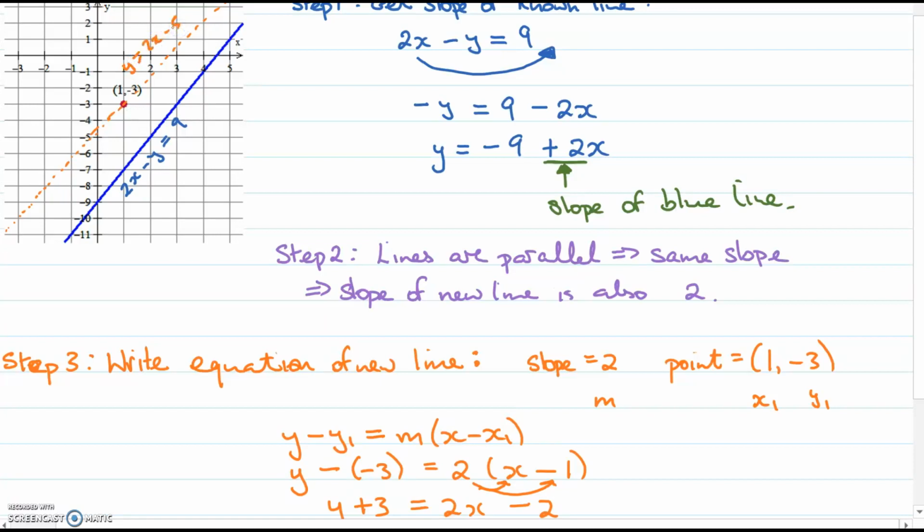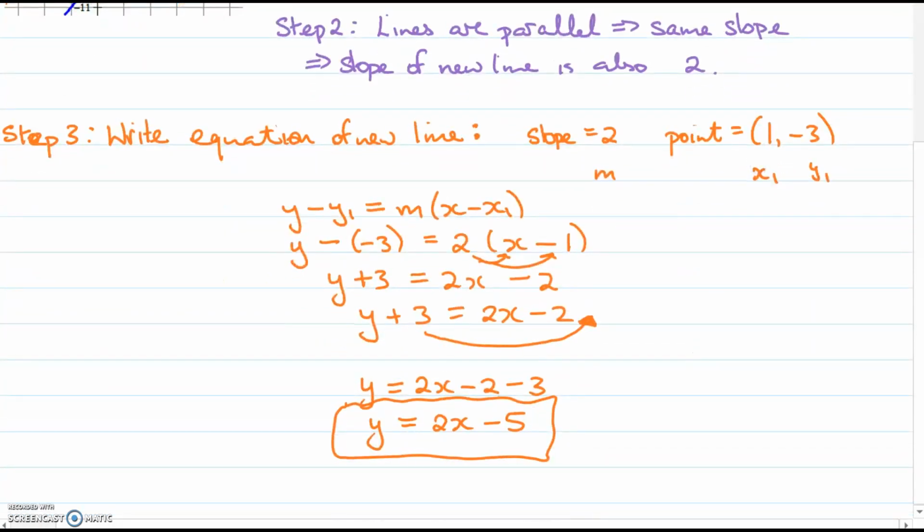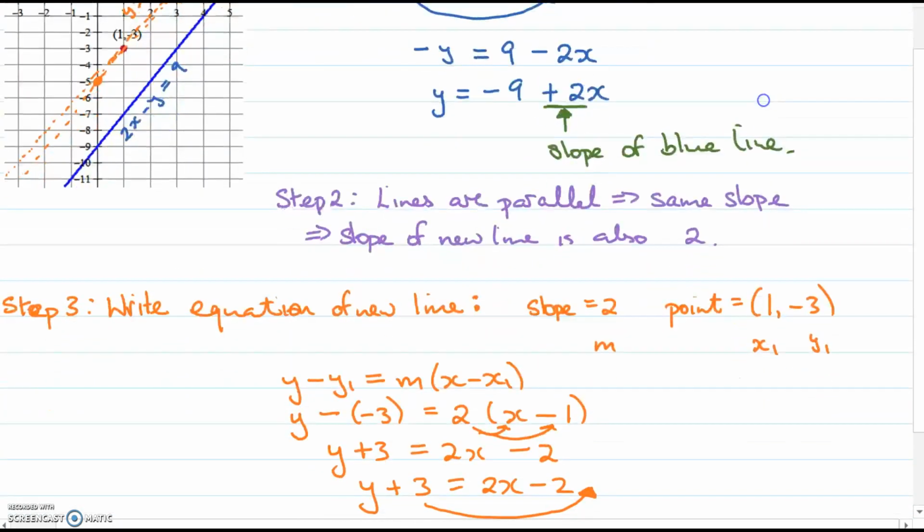So in fact it should be going through this point here. That's where it should be crossing the x-axis. So that's what it should look like. And it's parallel. Hopefully you were able to figure that out, and it was okay.